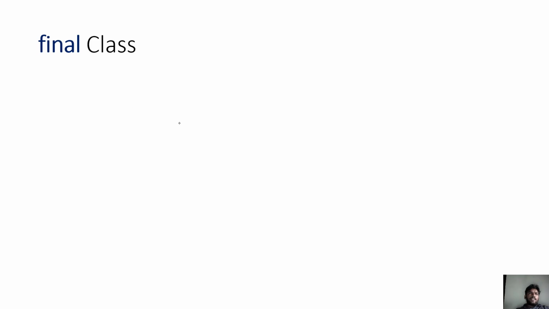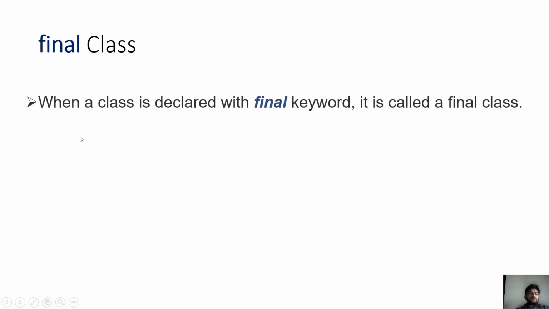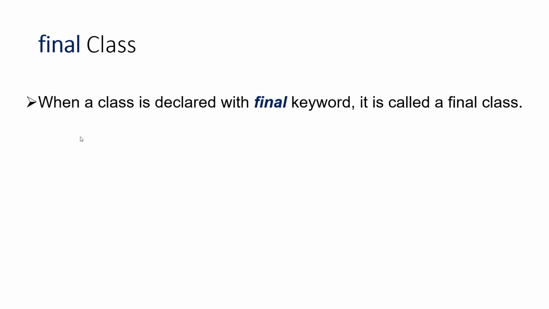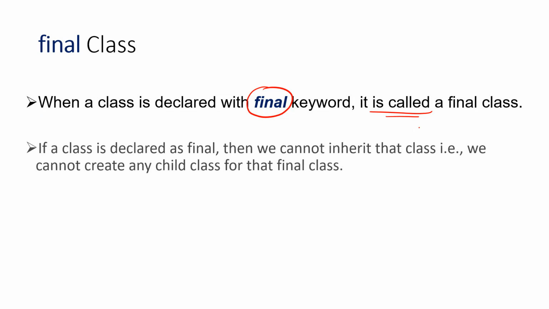Next one, final class. When a class is declared with a final keyword, it is called a final class. If a class is declared as final, then we cannot inherit that class. That is, we cannot create any child class for that final class. All final classes do not participate in the inheritance concept.